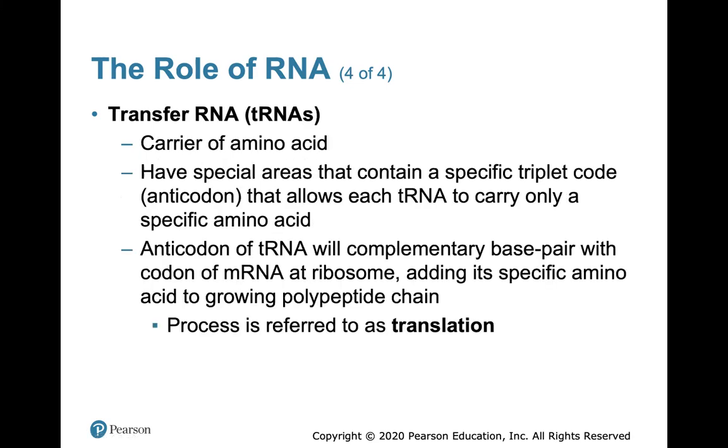Transfer RNA is the carrier of the amino acids, so it has a special area that contains another specific triplet code, which we call the anticodon, that allows each transfer RNA molecule to carry only one specific amino acid. The anticodon of the transfer RNA molecule will complementary base pair with a codon of an mRNA at the ribosome, where it will add its specific amino acid to the growing polypeptide chain. That process is referred to as translation, when the tRNA brings the complementary base pair codon to the ribosome and adds its specific amino acid to the growing polypeptide chain.